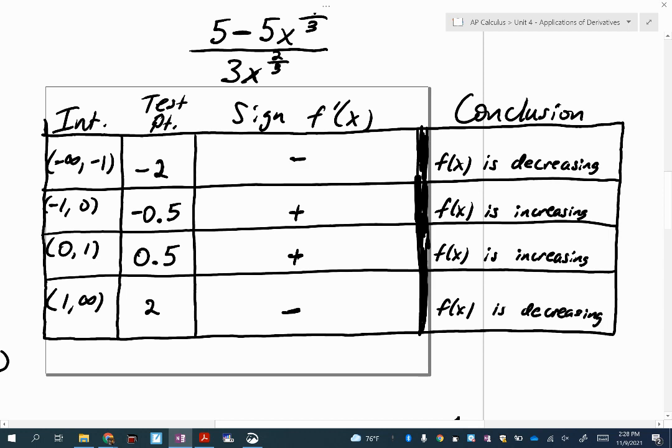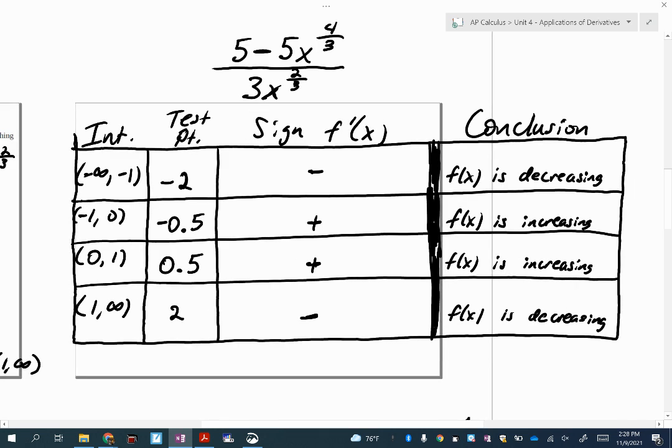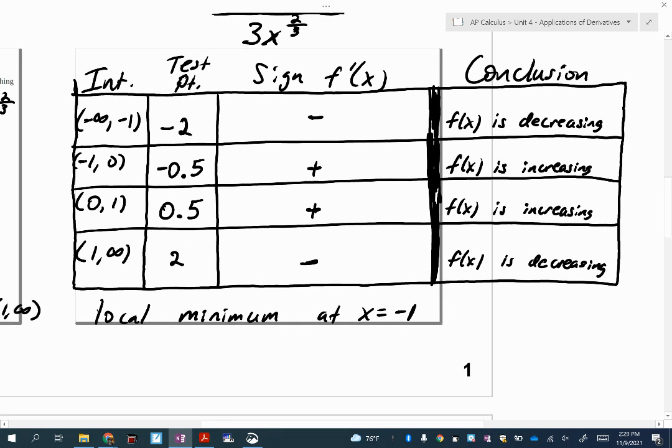So now when you finish this problem, you'll notice it wasn't all nice and cookie cutter like the last one. We're going from decreasing to increasing between my first two intervals. So at -1, there is going to be something happening. So we're decreasing and then increasing. So a local minimum at x equals -1. And then you'll notice at 0, we go from positive to positive, so it's still increasing.